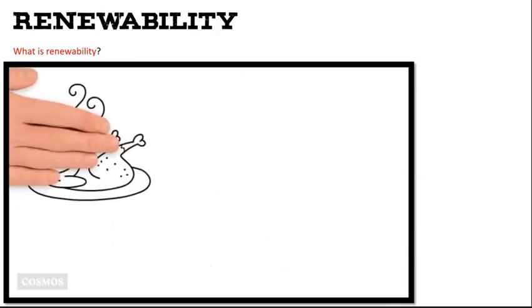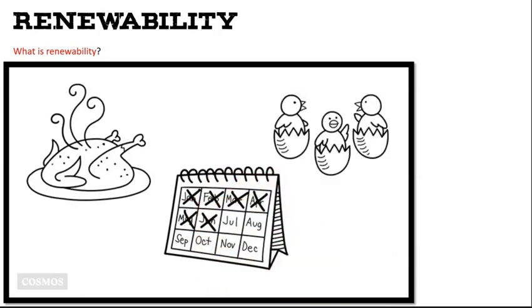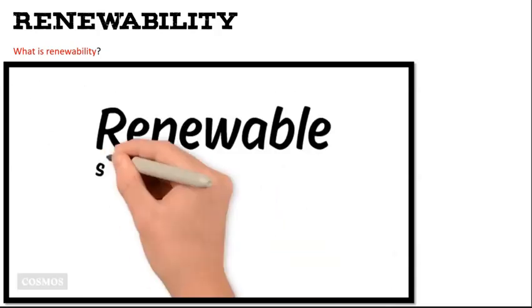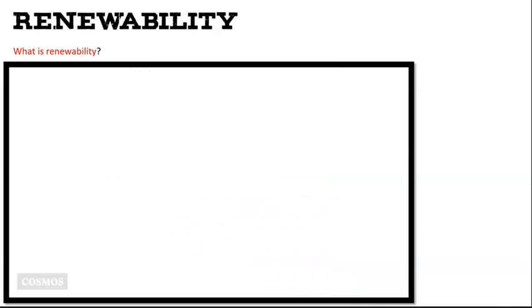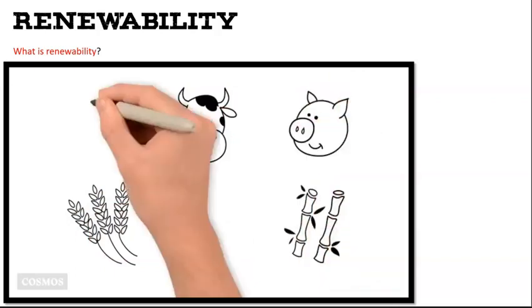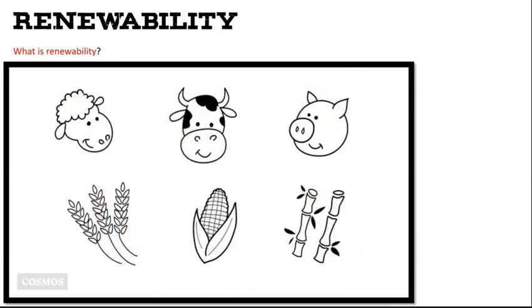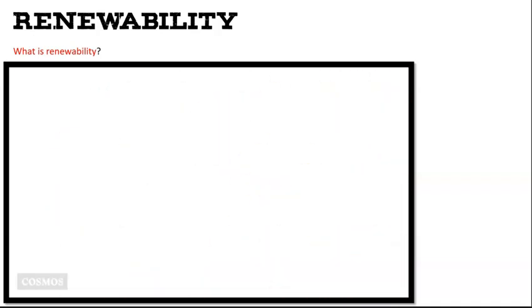and chickens that are farmed for their meat instead of their eggs can be replaced within months by a new generation. A resource is called renewable if it has a short replacement time, less than a human lifetime. Nearly all plants and animals are renewable resources because they grow and reproduce relatively quickly. We can still run out of them though, if we use them more quickly than they're replaced.